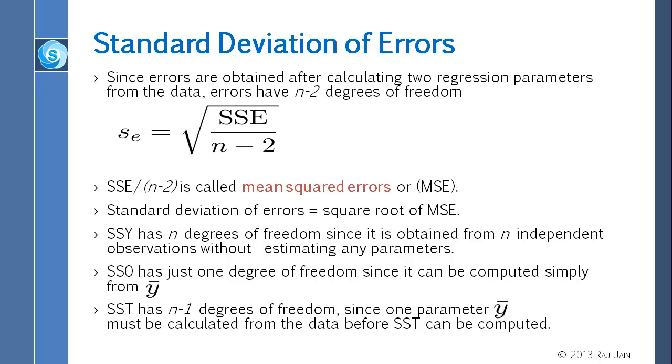SS0 has only 1 degree of freedom, because it can be computed just from y bar. And SST has n minus 1 degrees of freedom because y bar must be calculated before you can get SST. You cannot get SST without y bar, right?